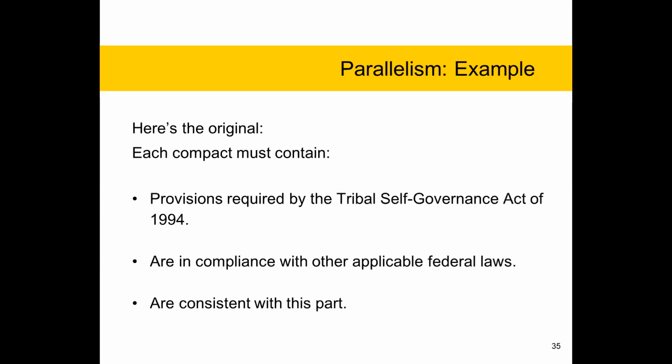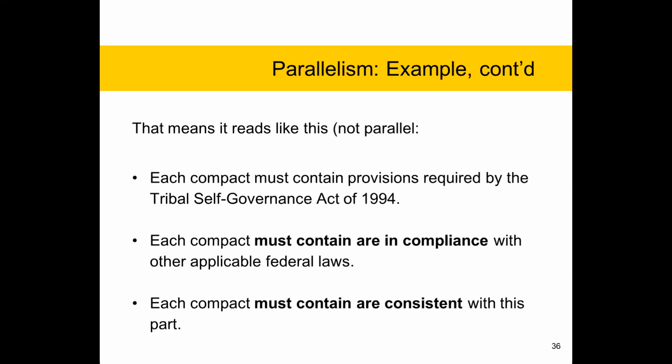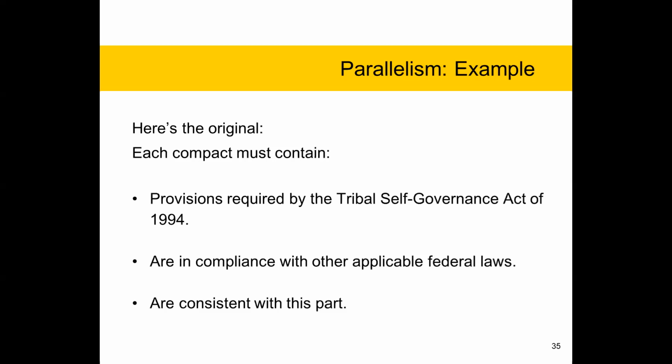Another parallelism example is this one. Each compact must contain provisions required, are in compliance, are consistent with this part. Now, these are not parallel, because of how this sentence reads if you break it out. Each compact must contain provisions required. Okay, that's one bullet. Each compact must contain are in compliance. No, that's not going to work. And the last one, each compact must contain are consistent with this part. So that is not parallel, showing you again.